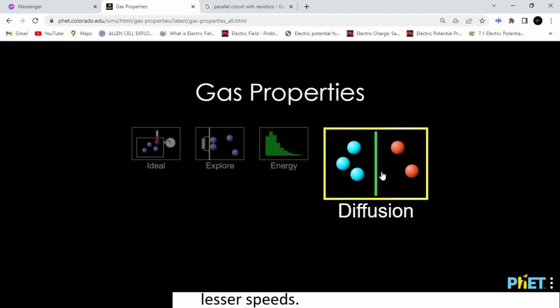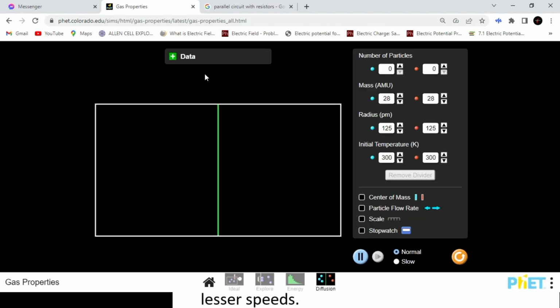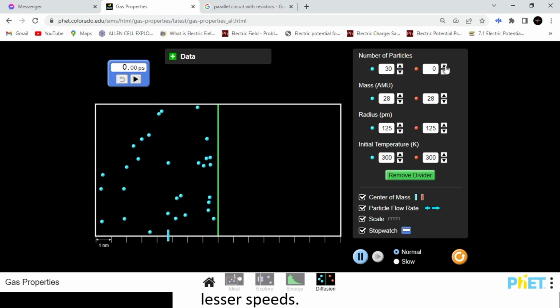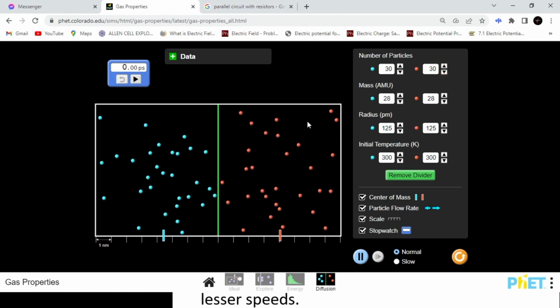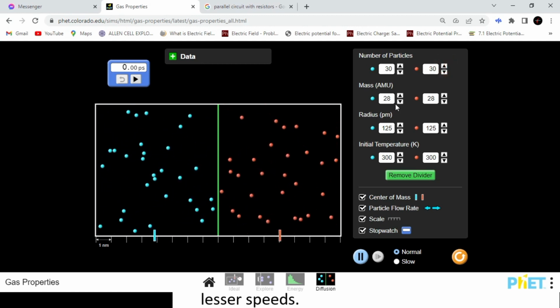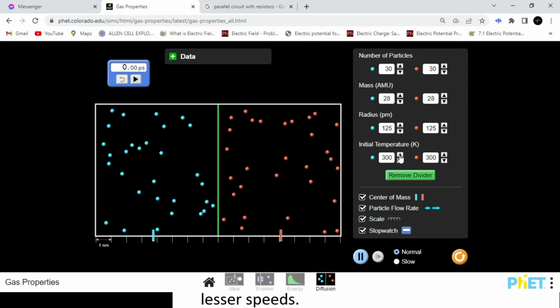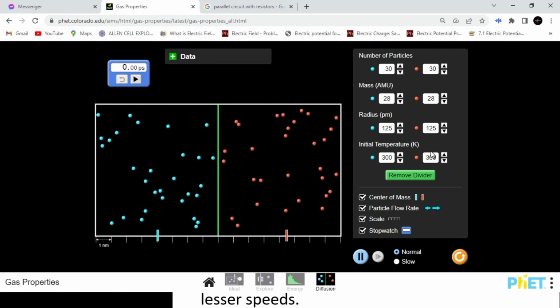Okay, diffusion, this one. So let's check this one. Center of the mass, particle flow rate, scale, stopwatch. Alright. So let's say for example, we will put the same amount of particles. Let's say the blue one is hydrogen and the red one is oxygen. Here they have the same kinetic energy because they have the same temperature.